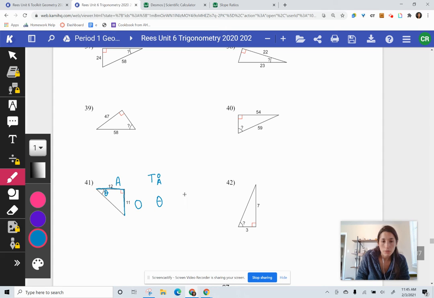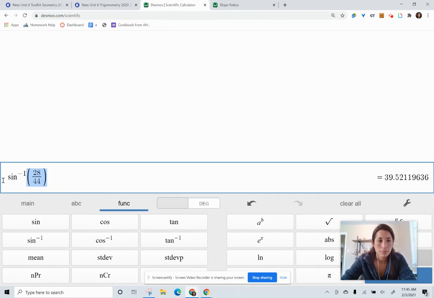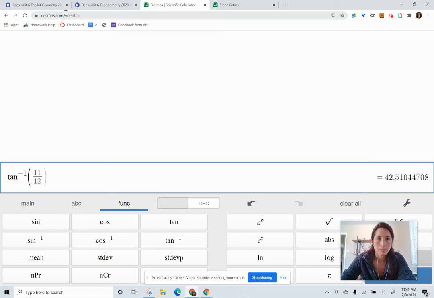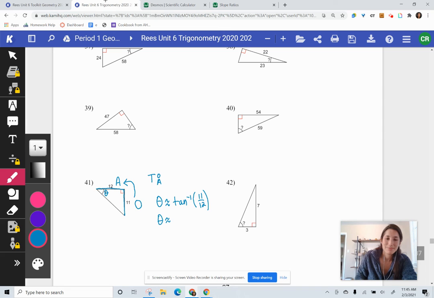So our angle that we're solving for, theta, is equal to the inverse tan of opposite over adjacent, 11 over 12. Inverse tan, 11 over 12. Oops, not regular tan, inverse tan. That's 42.510 degrees.